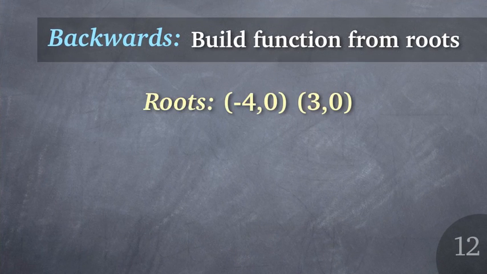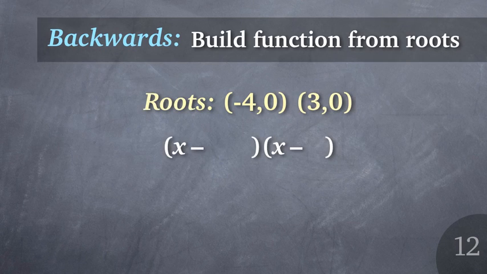Okay, so what if we have the roots and we want to find our function from the roots? Okay, this is just going backwards from all the stuff we've been doing so far. We've been finding the roots. This way we have the roots and we're trying to find our original function. So here's the 2 points on my graph, right? I have negative 4, 0, and 3, 0.